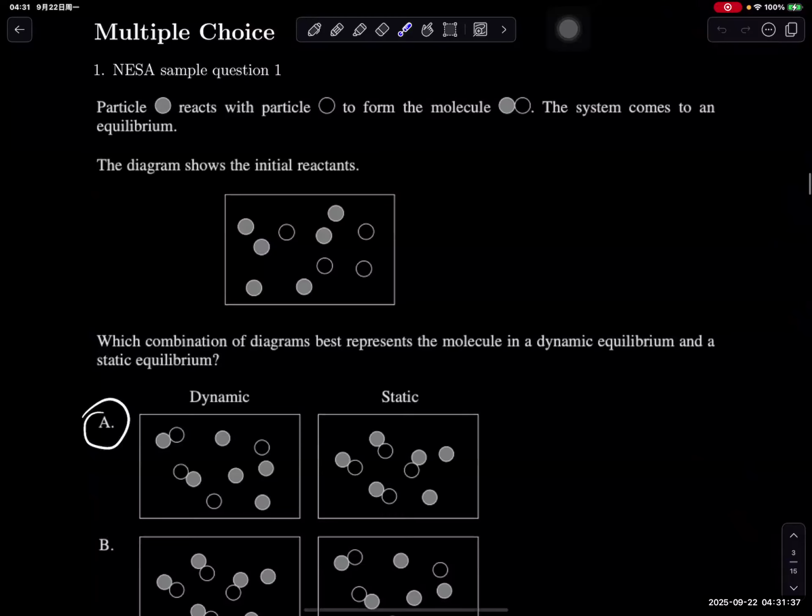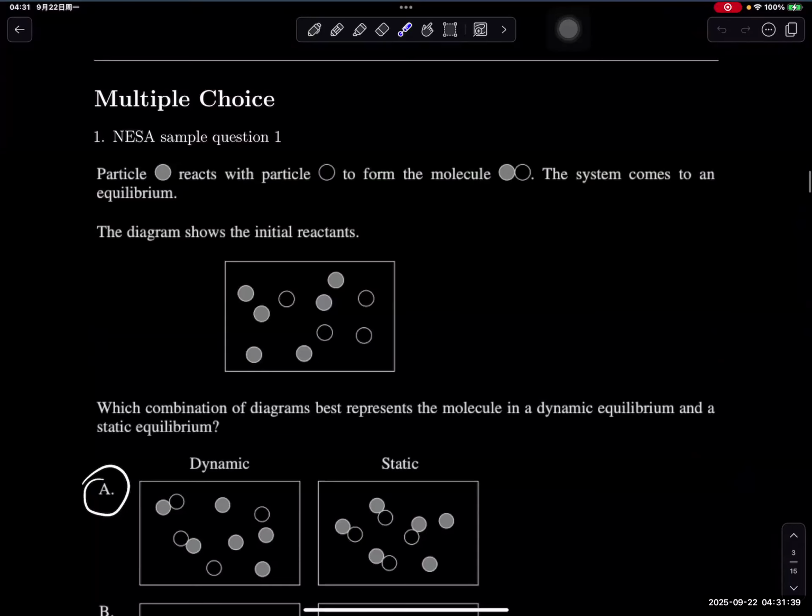Okay, so for the multiple choice, the first question is an answer sample question. That is the particle, I'm going to call this gray. Particle gray reacts with particle black to form this molecule of gray and black. The system comes to an equilibrium. The diagram shows this as initial reactants, so it starts from everything in separate form.